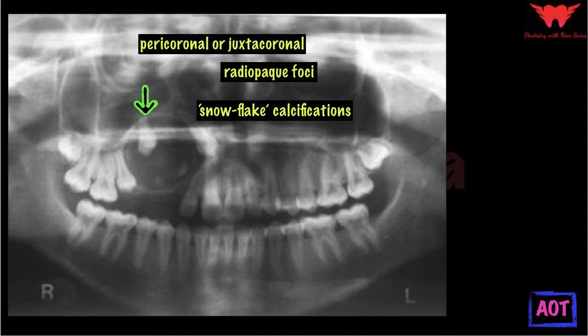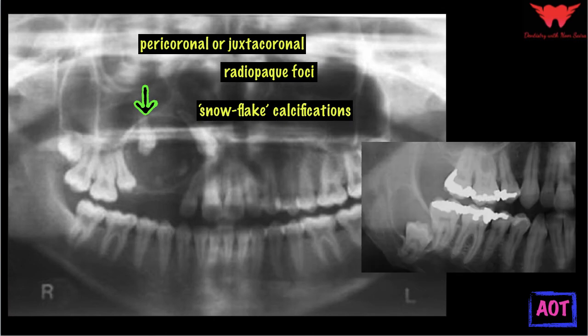The borders of the lesions are well corticated, and it often consistently engulfs the impacted tooth, including its root. This feature differentiates adenomatoid odontogenic tumor from the dentigerous cyst, since the latter lesion encloses only the crown portion of the impacted tooth. So, these are certain things that you have to remember.